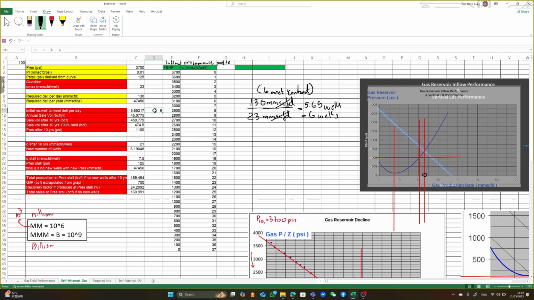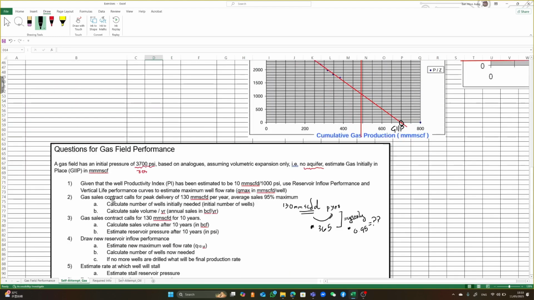So we got the answer to their question, which is the initial number of wells needed, assuming that the wells are producing with the maximum flow rate according to the vertical lift performance, and we get 6 as the initial number of wells needed.